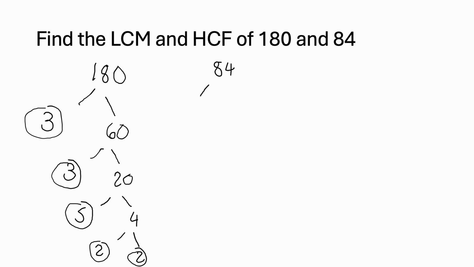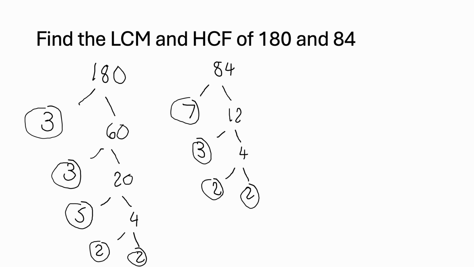84, you have 7, I believe. Yeah, 84 goes into 7. Or does it? Yeah, it does. So 7 and 12, and that splits into 3 and 4, and that's 2 and 2. Okay. So 180 is equal to 2 squared times 3 squared times 5. And 84 is 2 squared times 3 times 7.